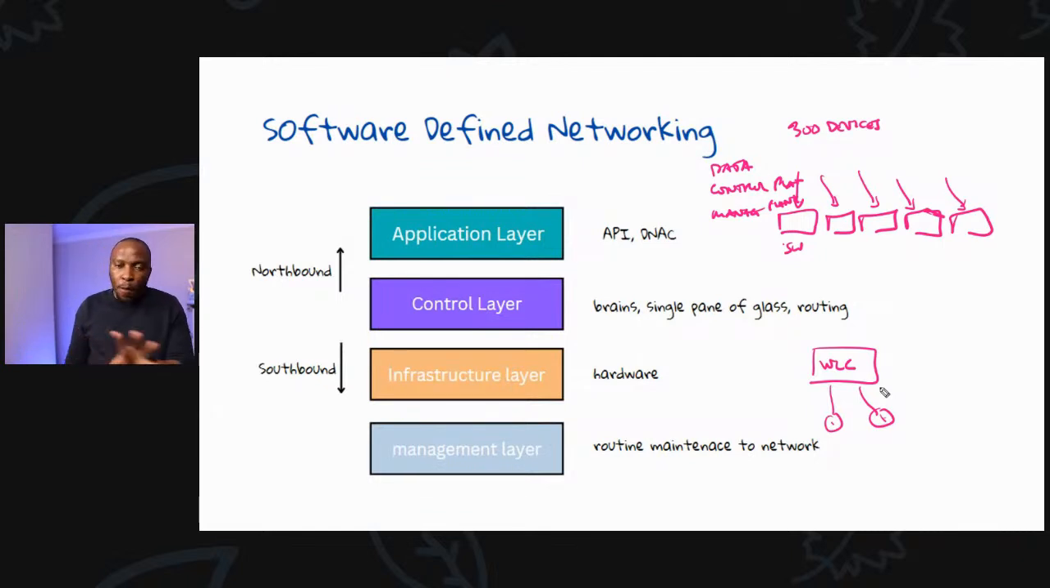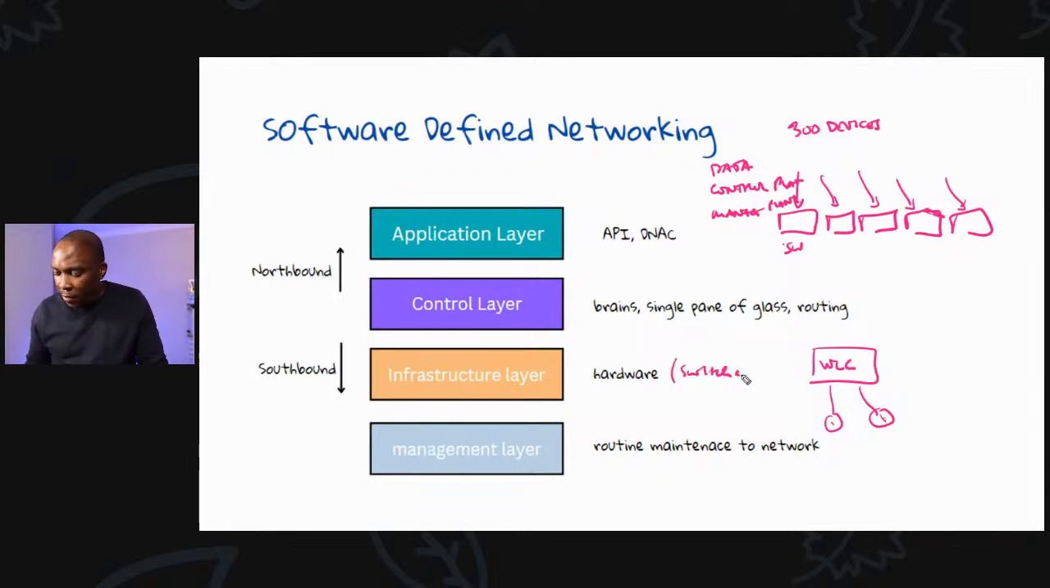So the four most common layers that you find with SDN is the application layer, and this is where you've got the APIs of the software that basically controls the entire network. And then we've got the control layer, which is basically the single pane of glass, which allows you to see everything that's happening on the network, and basically is the brains. You've got the infrastructure layer, which is the hardware, and then you've got the endpoint devices. So your actual switches would basically fall in the infrastructure layer. And then you've got the management layer, which is basically dealing with the management of those devices.